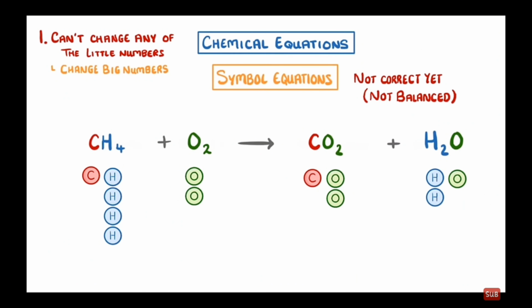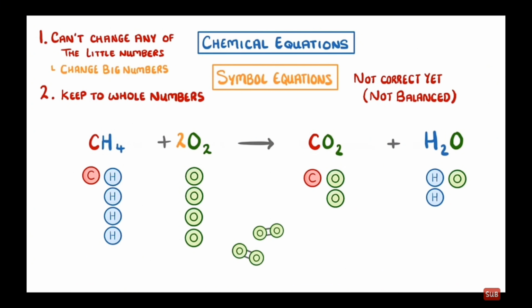So to increase the number of oxygen atoms on the left, we'd have to put a 2 in front of the O2, meaning we now have 2 oxygen molecules, and therefore 4 oxygen atoms in total on the left-hand side. This might seem a bit weird, as we only need 3 oxygen atoms to match the right-hand side. So shouldn't we just make it 1.5 molecules of oxygen? Unfortunately, we can't. When balancing chemical equations, another rule is that we need to keep to whole numbers. And so we have to round up to 2 instead, and keep 4 oxygen atoms.